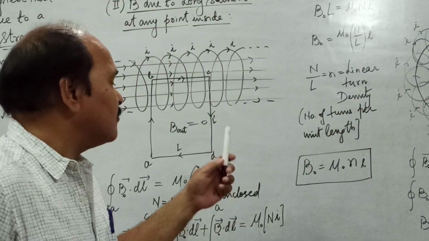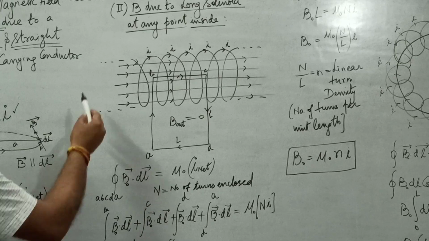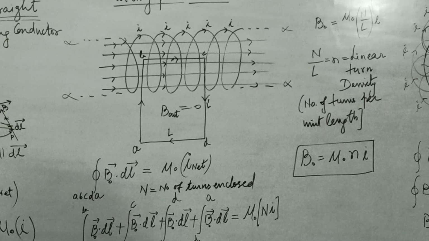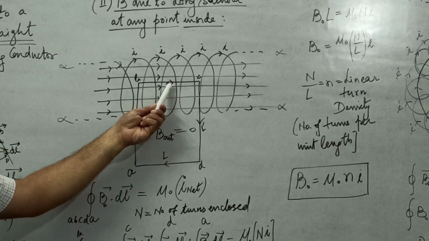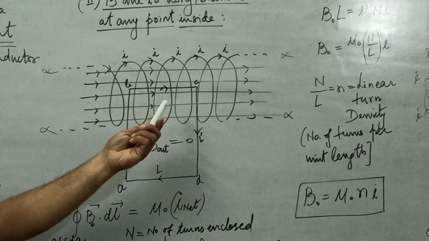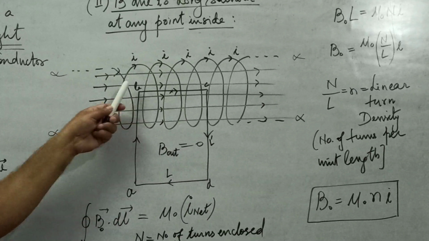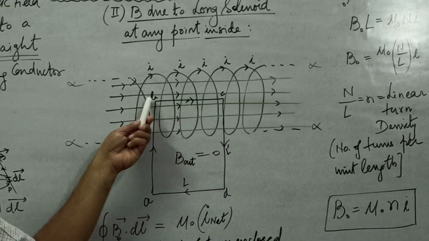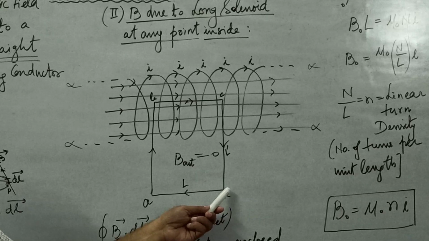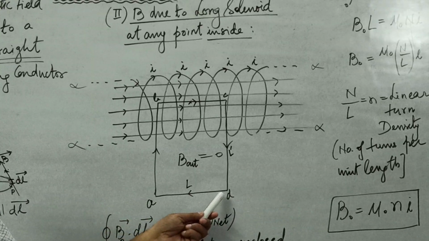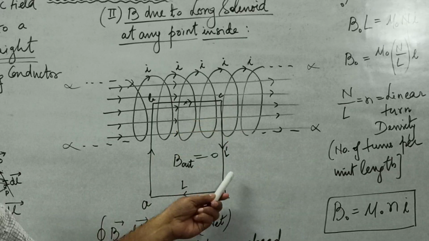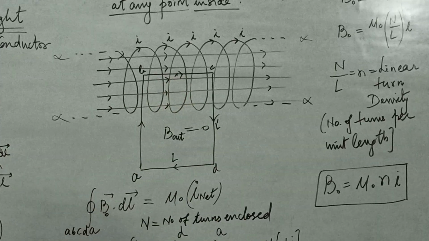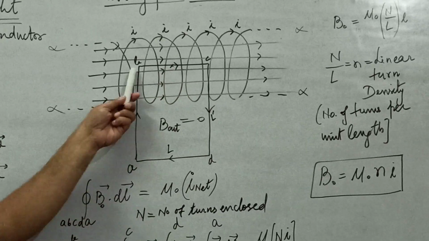A solenoid is said to be long when its ends are far away from each other; the ends lie at infinity. At this point, inside the solenoid, we want to find the magnetic field intensity. So first of all we make a closed path passing through this point, and the closed path taken here is in the form of a rectangle. This edge has length L and this edge has length L dash. So L dash is the length of the rectangle and L is the width of the rectangle. This is closed path A, B, C, D, A.